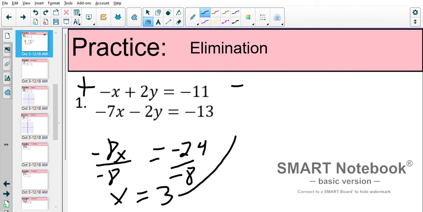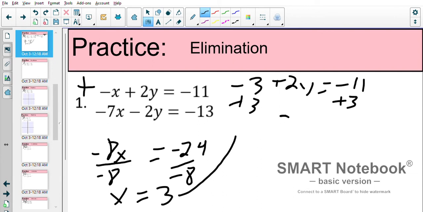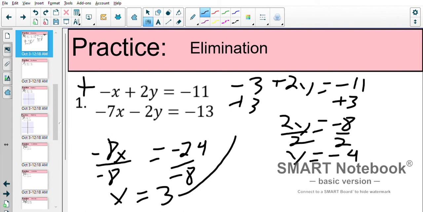So that would give us negative 3 plus 2y equals negative 11. Add that 3 to get rid of it, or get it on the other side. So we end up with 2y equals negative 8. Divide by 2 to finish this out. And we get y equals negative 4. So our solution is 3, negative 4.